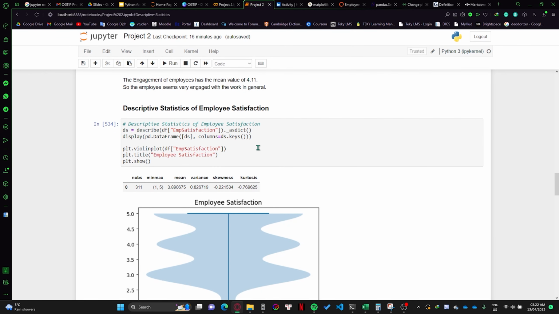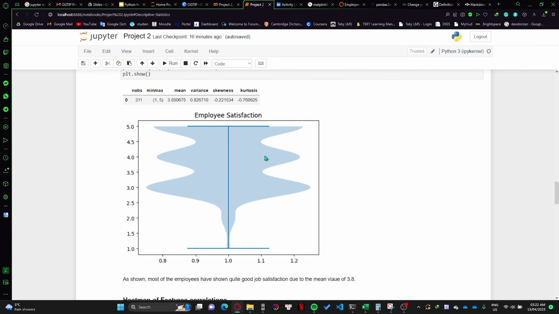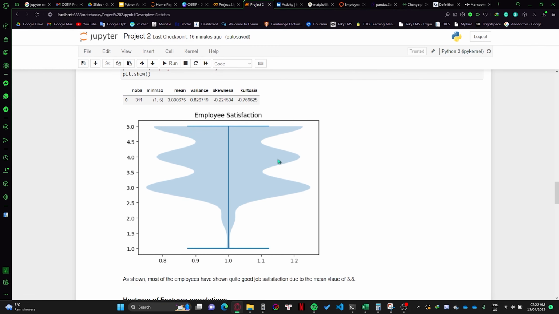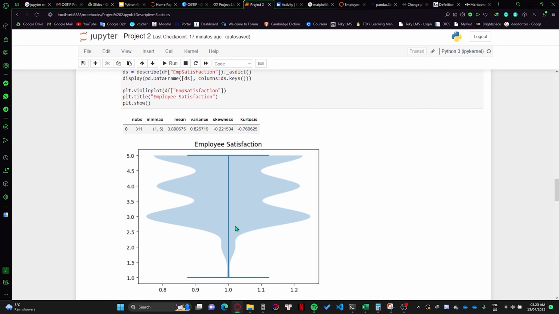Next, we will have the statistic of the satisfaction of the employees. By looking at this graph, you can see that most of the employees show quite good job satisfaction, because of the very high values between 3 and 5 from the employees' feedback. This is the violin plot that I have here.